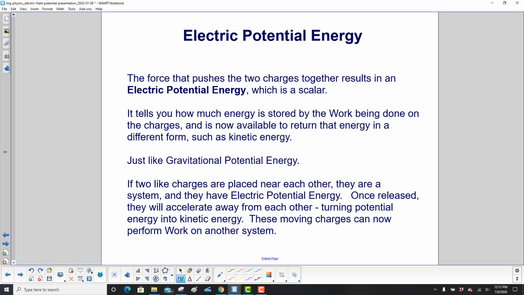Now that's the repulsive force that's keeping them apart, but somebody is applying an opposite and equal force to that to keep it moving at zero acceleration, but still getting them closer together. So the force that pushes the two charges together gives us an electric potential energy, which is a scalar. Always good to work with scalars. It tells you how much energy is stored by the work being done on the charges, and is now available to return that energy in a different form, such as what? Kinetic energy. Right? If you push the charges close together, two positive charges, and let them go, they're going to fly away. Kinetic energy. Very similar to how we got gravitational potential energy.